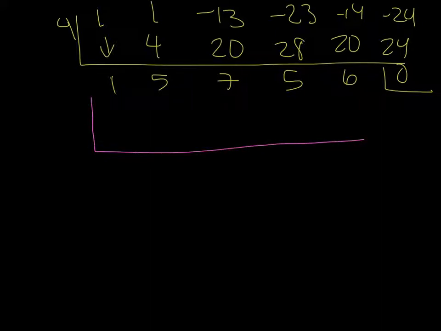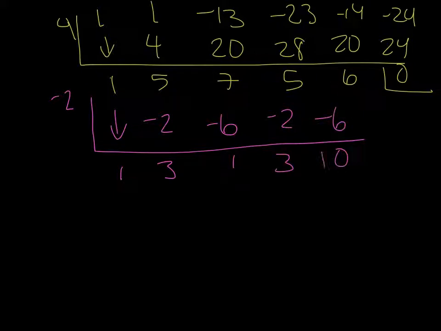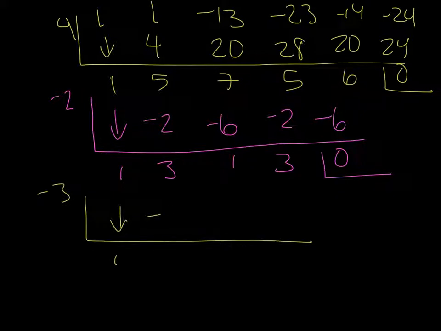If I try another one, let's try a negative number. 1, negative 2, 3, negative 6, 1, negative 2, 3, negative 6, 0. So the negative 2 worked. I know that if I have at least one negative zero, that means I have to have another one. So let's try a negative 3 on this. 1, negative 3, 0, 0, 1, negative 3, 0. So that gives me 4, negative 2, negative 3.